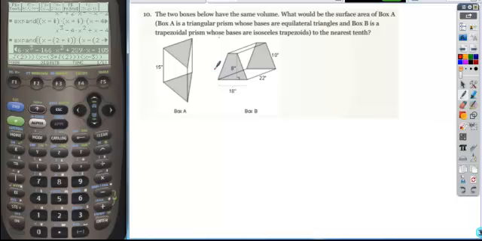Okay, so when you look at box B, you have enough information there to determine your total volume for B. So we're going to start with that one. We'll find what the volume is for that, and then we'll use that to help find the other measurements for box A. So when we look at this figure right here, we're told that these are isosceles trapezoids.